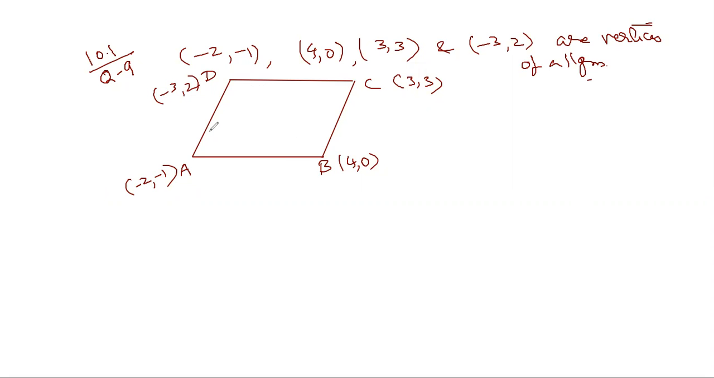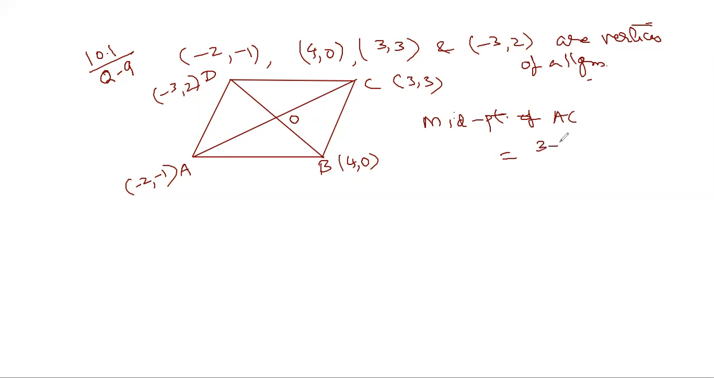So without using the distance formula, we will find the midpoint of AC, because we are not using the distance formula. Then we will find the midpoint of DB. If their midpoints are same, then the diagonals are bisecting each other. If the diagonals bisect each other, it is a parallelogram. So find the midpoint of AC. You know how to find the midpoint.